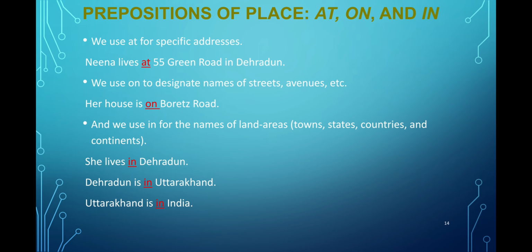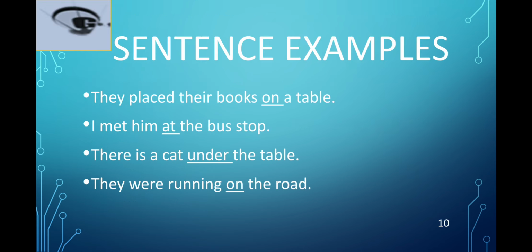And we use in for the names of land areas, towns, states, countries, and continents. She lives in Dehradun. Dehradun is in Uttarakhand. Uttarakhand is in India. So, all the words which are highlighted and underlined show us preposition of place. Some more sentence examples are: they placed their books on a table. I met him at the bus stop. There is a cat under the table. They were running on the road.